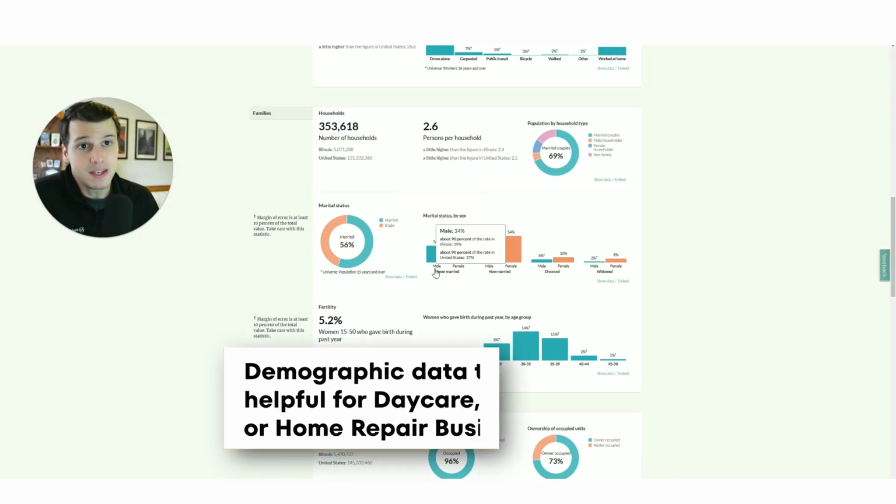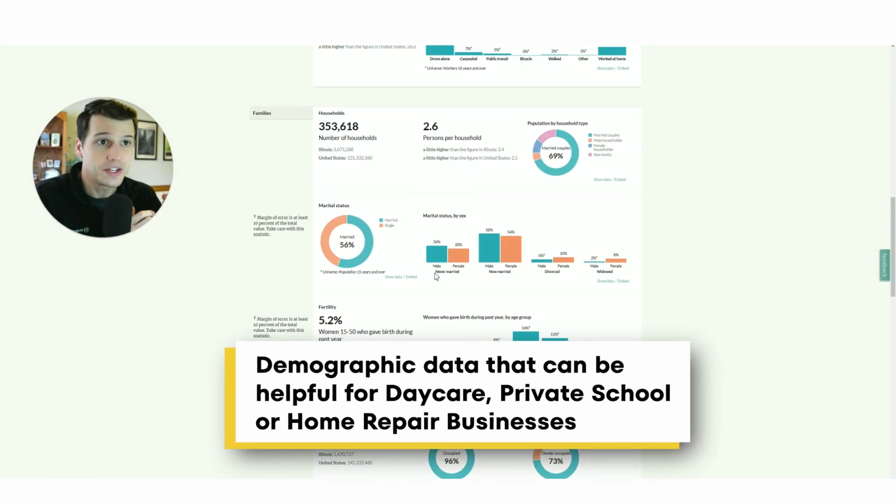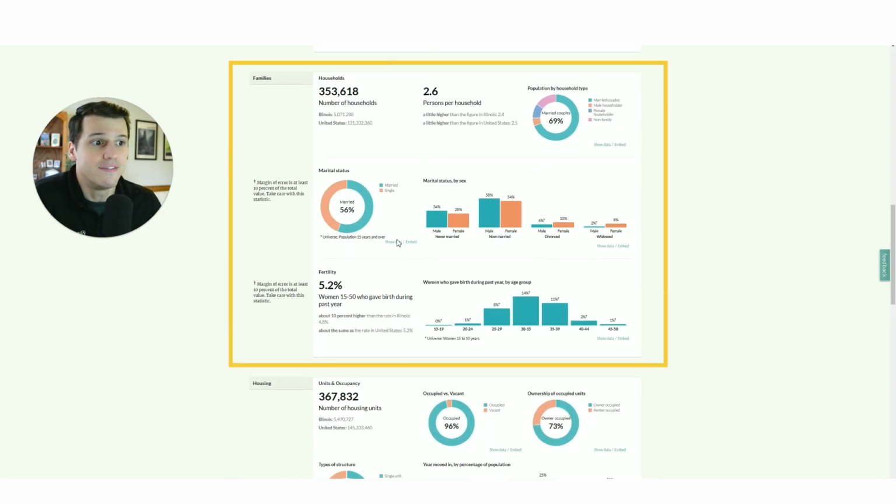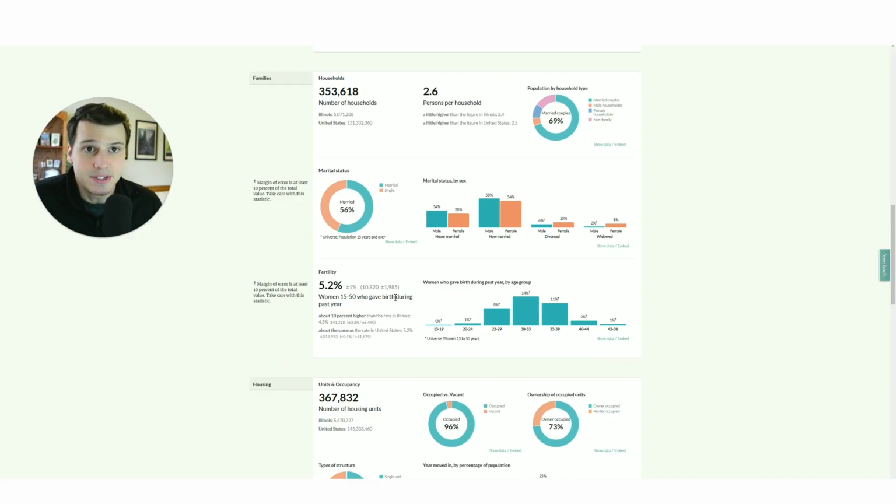Your business might be, let's use a daycare, for example. You want to see a higher number of families. You want to see a breakdown of age that's going to tend to be a little bit lower. So here's birth rates, fertility rates. That's great, right? So if you're opening a private school, again, a daycare, a nanny business, different things like that, you're going to want to see some data from that.